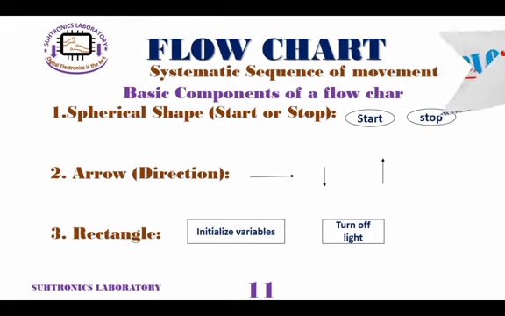The basic component one, we have the spherical shape, which can represent a start and a stop. We have an arrow showing the direction as earlier seen. We will have a rectangle, as earlier seen in the block diagram. So arrow and rectangle play similar functions as in the block diagram. The difference here is that a rectangle here is used for processing, while the arrow shows the direction as earlier mentioned. Then we have the spherical shape for start and stop.